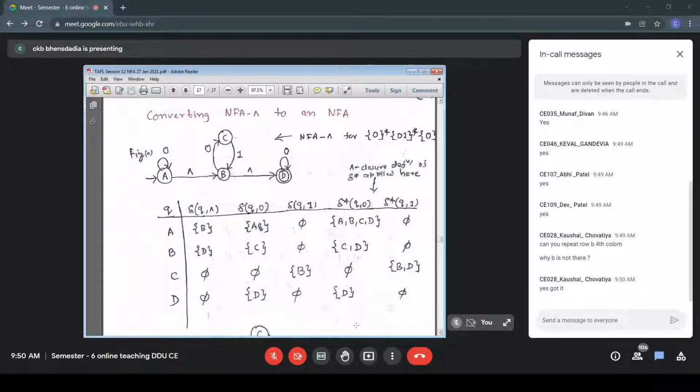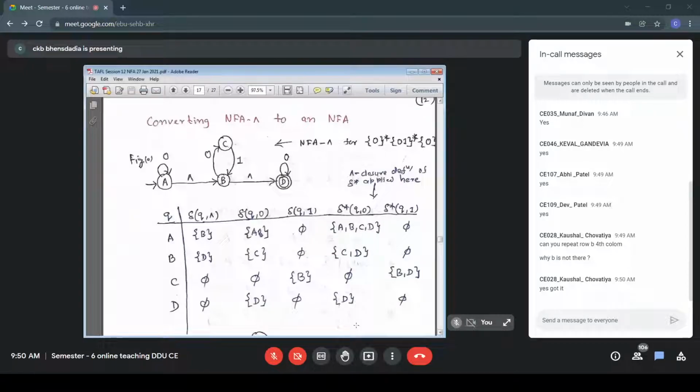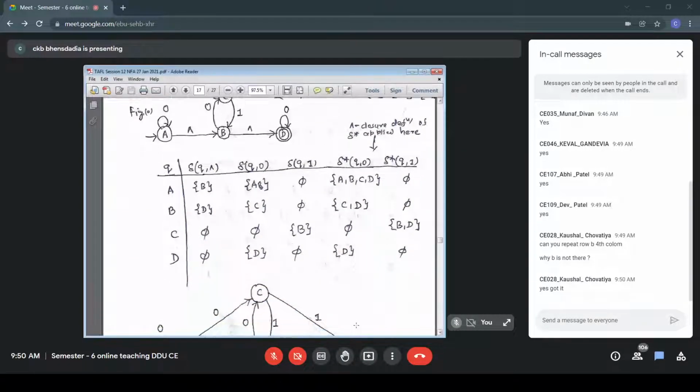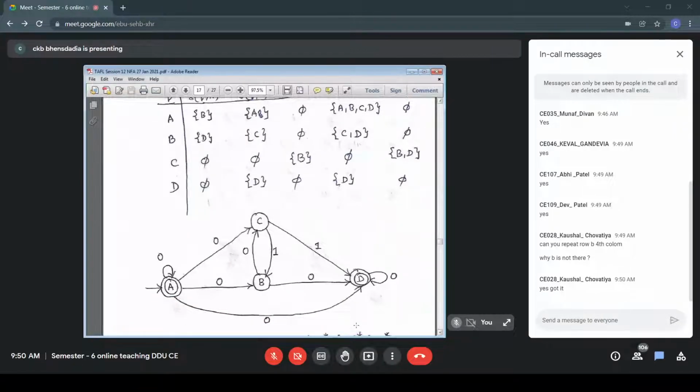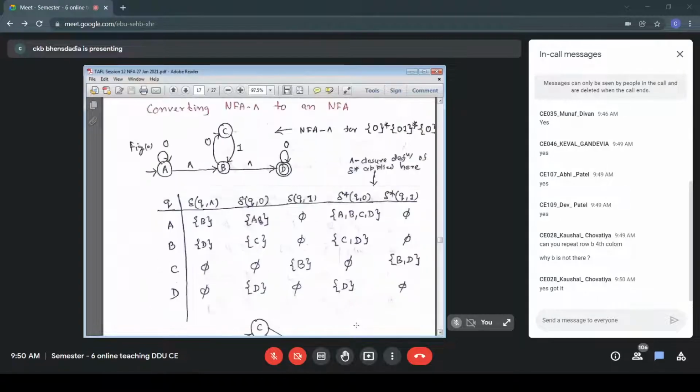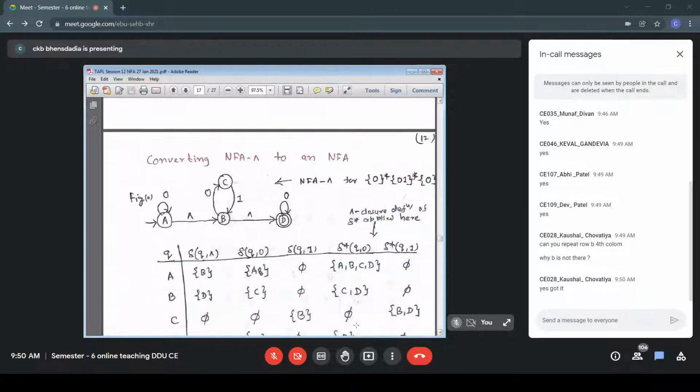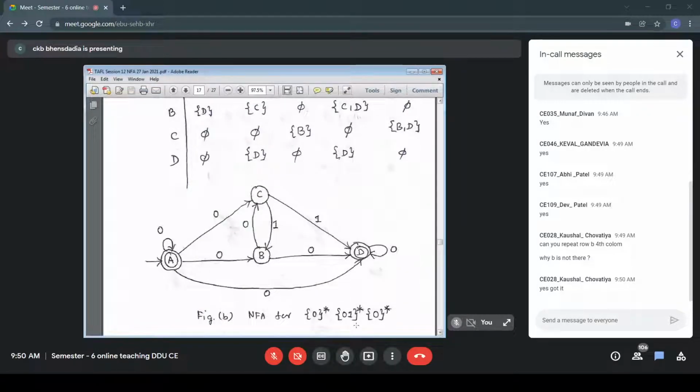We could have used only the state transition table, put an arrow before A, and put double circles over A and D being accepting states. That is also fine. However, if time permits, it is better to go for the diagram, because that makes things clearer, visually better than a table. So this is my NFA for the given NFA-null. We have converted NFA-null into NFA, and this is my state transition diagram for 0 star, 0, 1 star, 0 star. Is that clear?